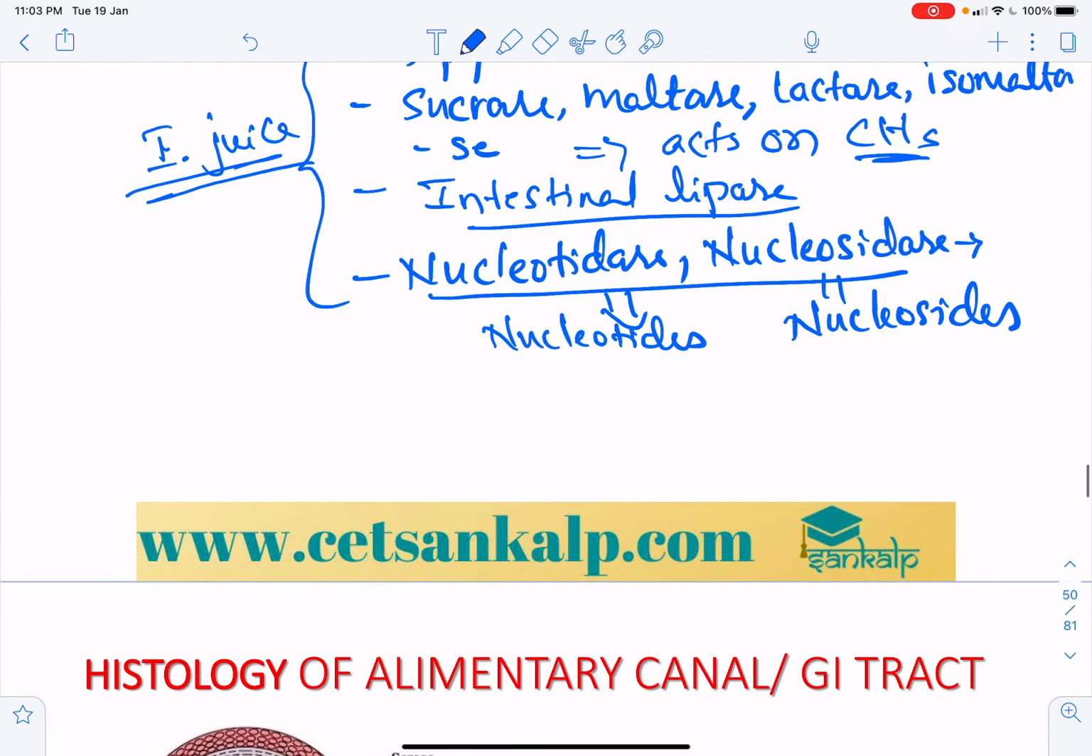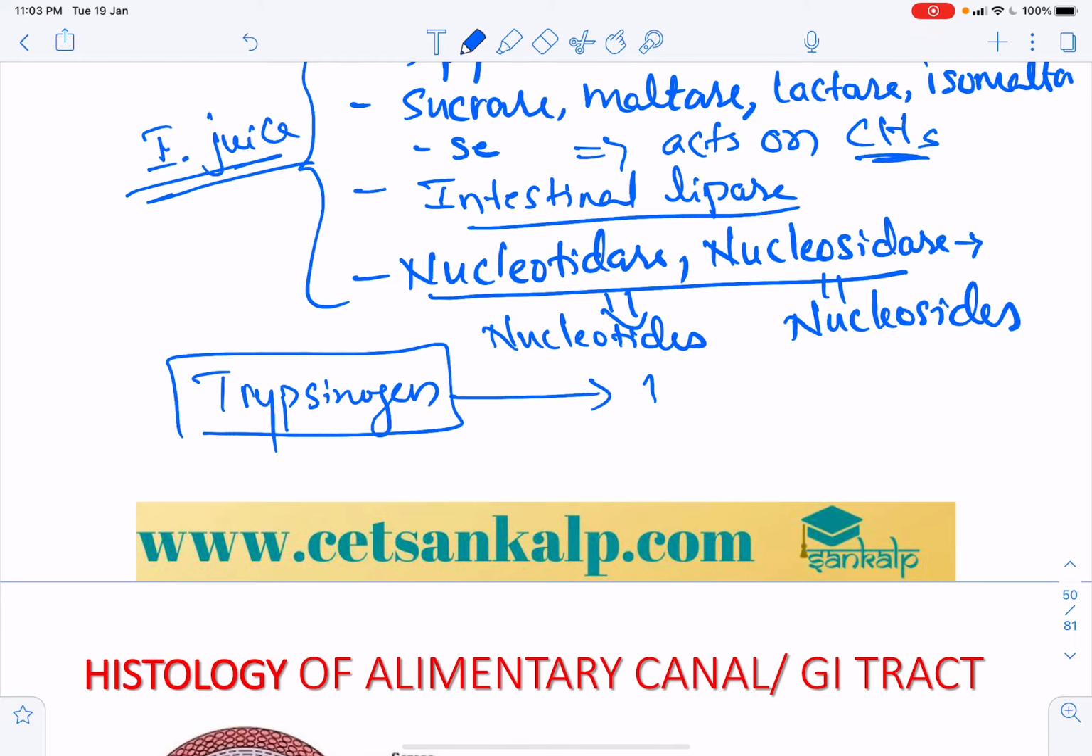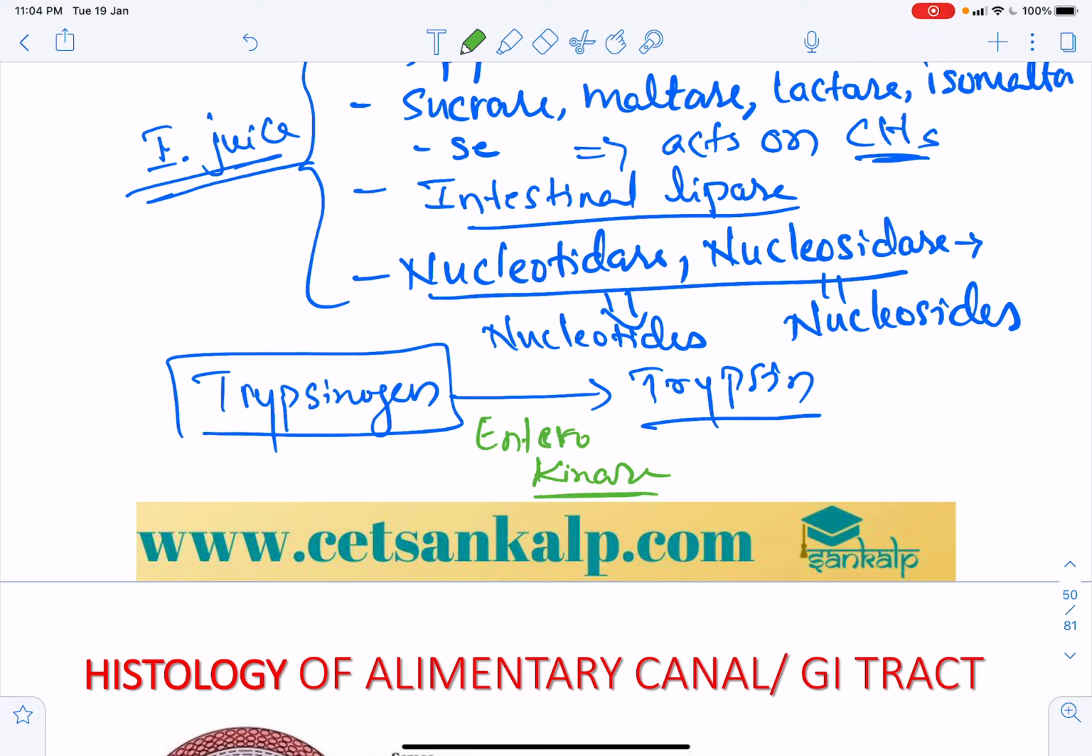Next, an important question you may get is that the proenzyme trypsinogen gets activated into trypsin in the presence of enterokinase. So this is one important question we can expect: enterokinase, which is also called enteropeptidase. Let us move on to the next.